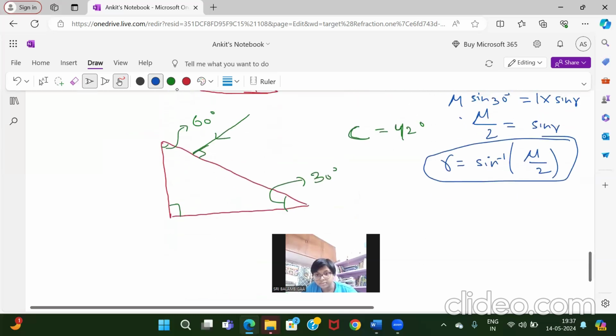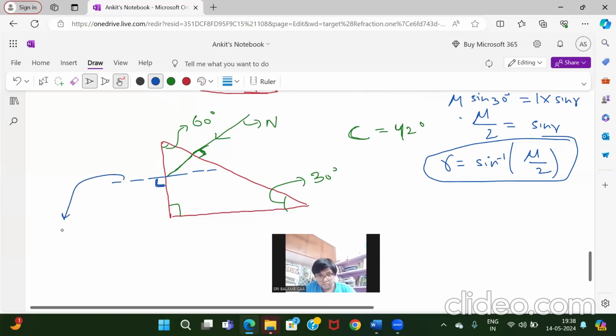I didn't solve. Now see this question. What is the angle of incidence here? 0. Very nice. Then it will go straight. There is no angle of refraction. It will go straight like this. Clear? Yes, sir. Now draw the normal here. Whenever I say normal, normal means it is 90 degree to the surface.